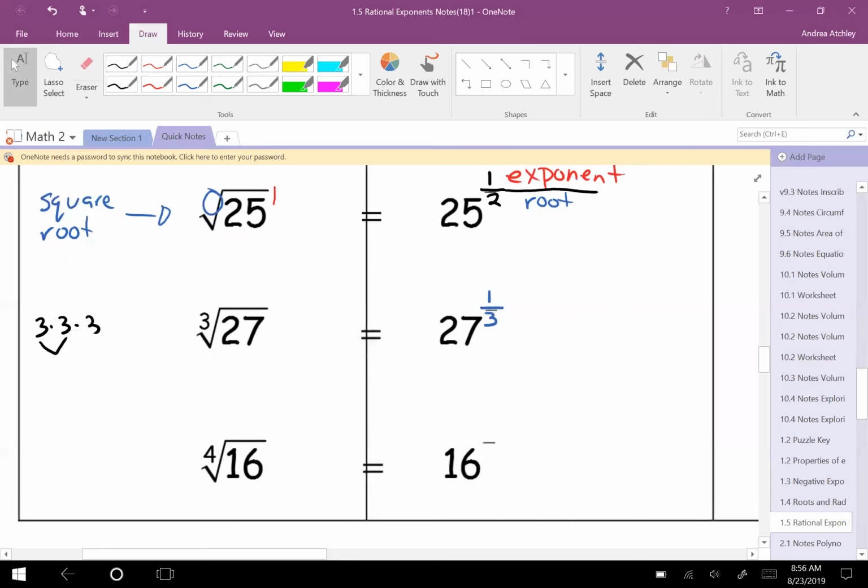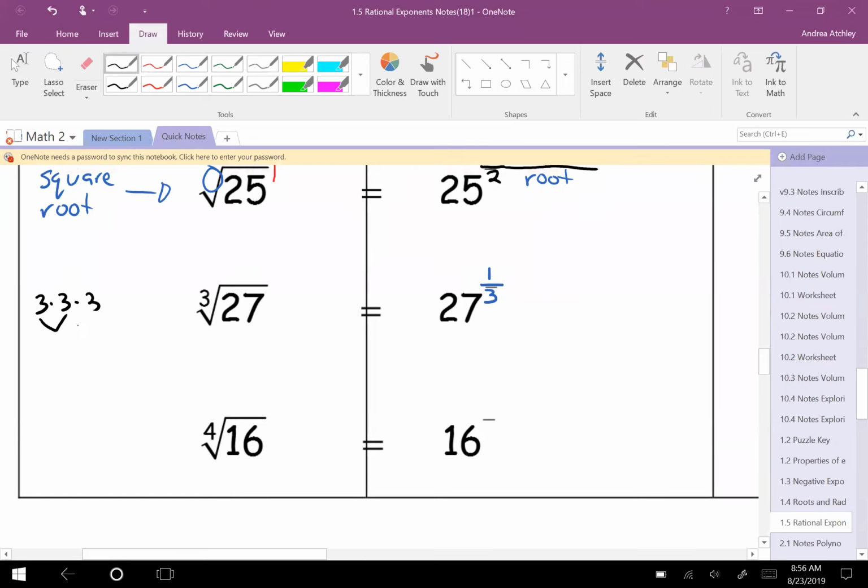Okay, so then the 16, this is the 4th root of 16. So I need 4 of a kind. Okay. What times itself 4 times is going to give me 16? 2, right? Okay, so 2 times 2 times 2 times 2. 2 times 2 is 4. 2 times 2 is 4. 4 times 4 is the 16.